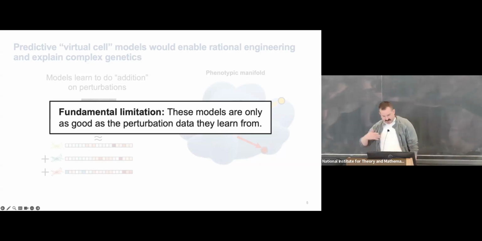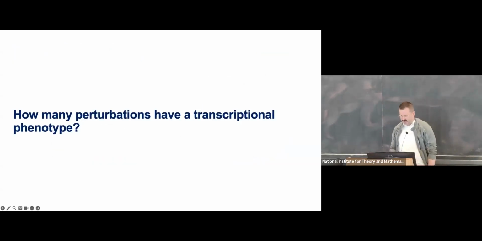And so this leads to this very simple question, which is what I motivated this talk with, which is how many perturbations actually have a transcriptional phenotype? This only became possible to ask in this current generation of experiments because we're now doing unbiased perturb-seq experiments where we target every gene in the genome.